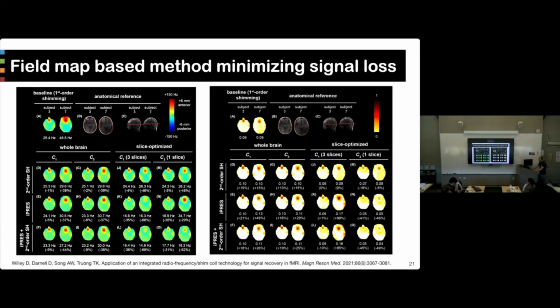Duke's group showed that simply optimizing the field with traditional least squares can be improved with a dedicated penalty term that will penalize signal loss. They showed this in the brain, and our group wanted to see what would happen in the spinal cord.